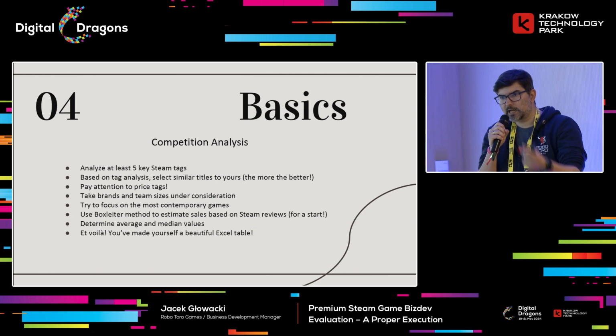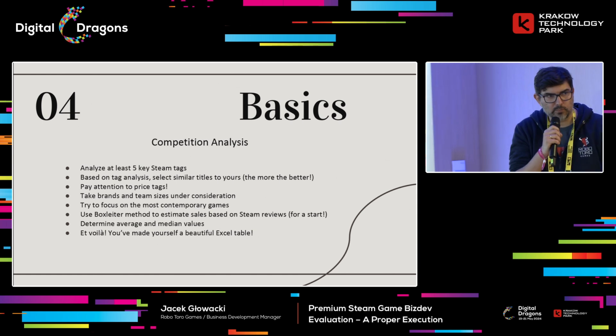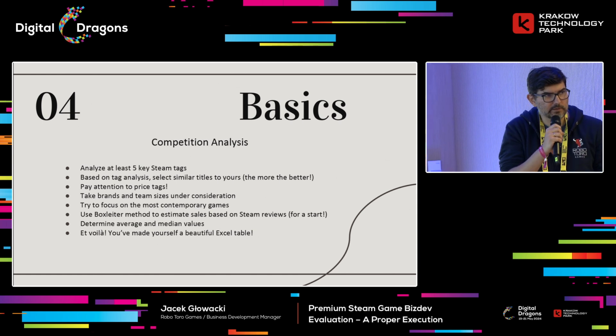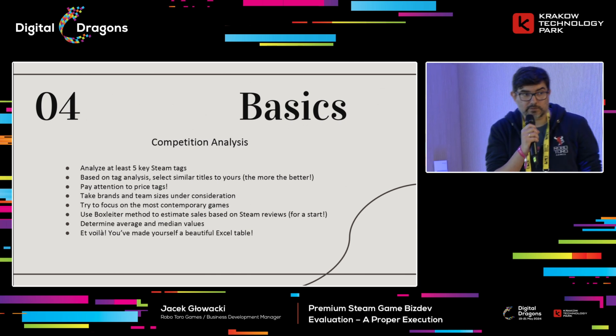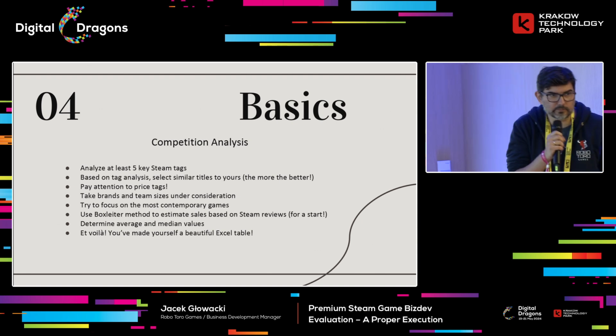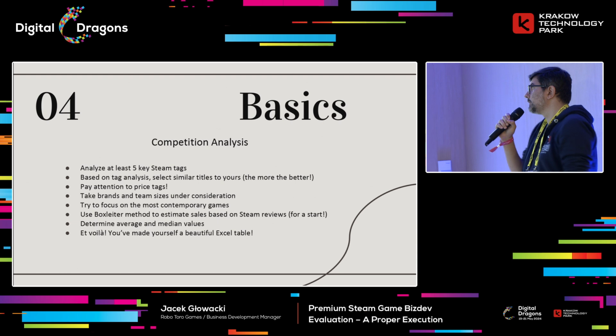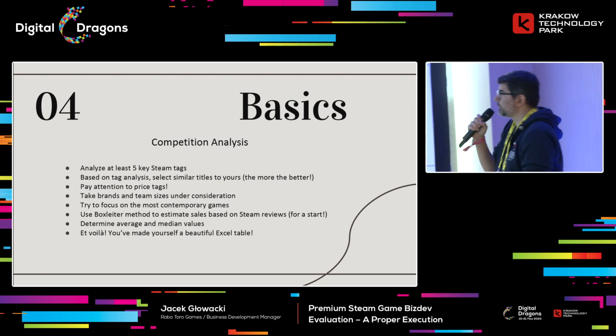And you figure out up to 5 tags that describe your game the most. Then you go through Steam, you put those 5 tags in Steam, you filter the results, et voila, you have the list. So you have the list, awesome. This list can be 2,200 titles long, right? So you have to go with more filters, of course.